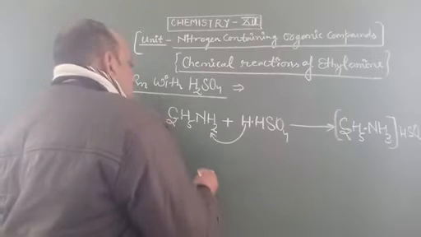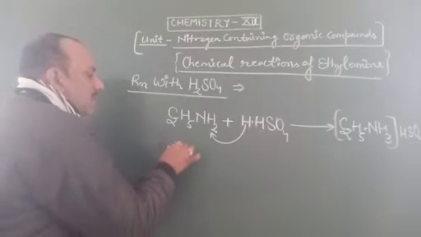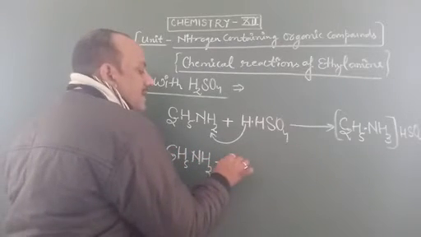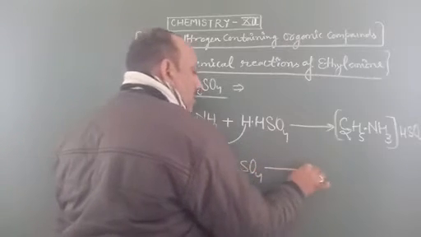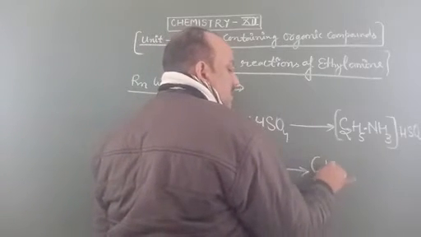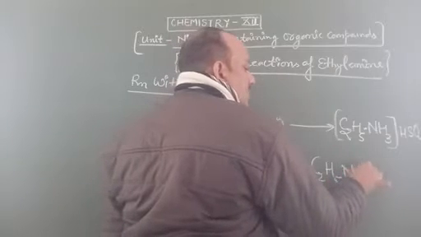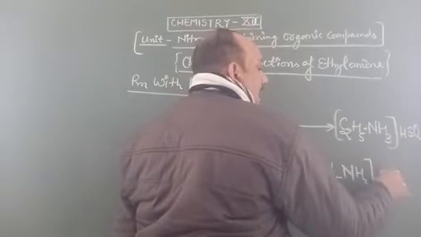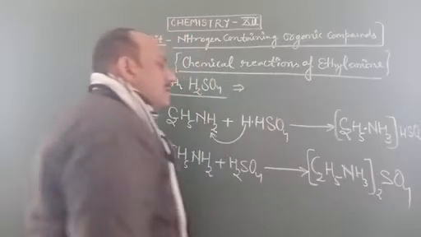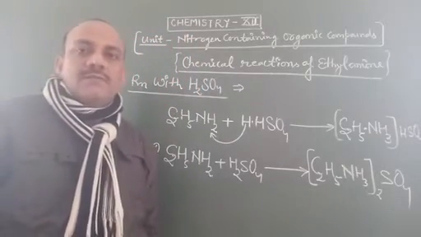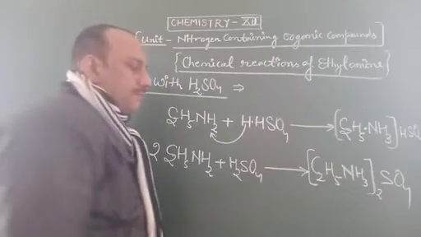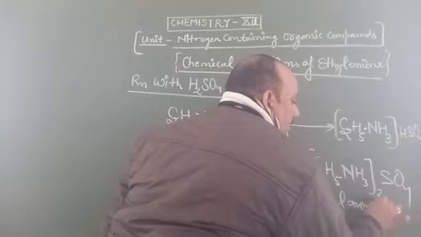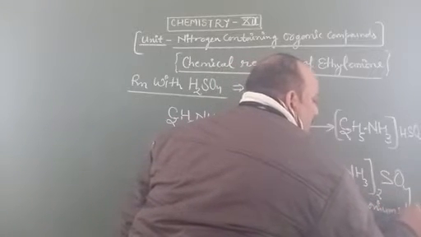In the presence of excess ethylamine, C2H5NH2 reacts with sulfuric acid H2SO4 to form (C2H5NH3)2SO4. This product is known as ethyl ammonium sulfate. Ethyl ammonium sulfate.